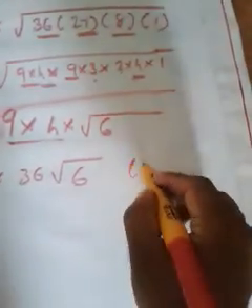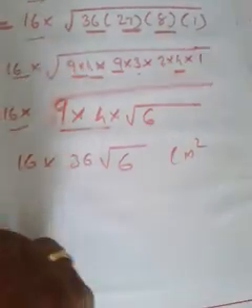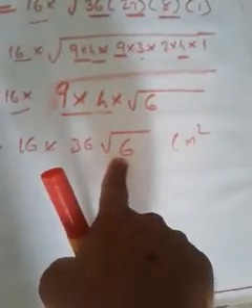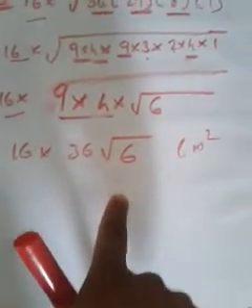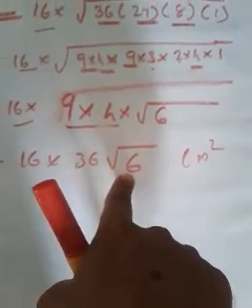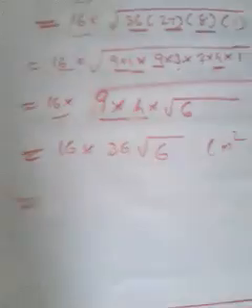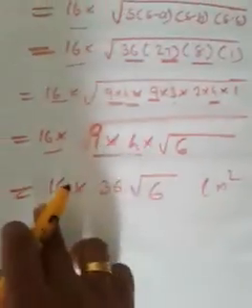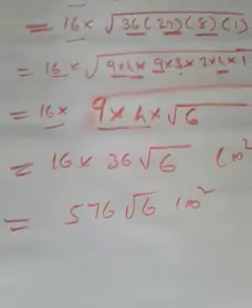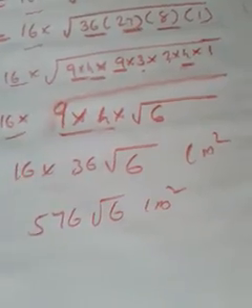So this much centimeter square will be the total area. Then you can multiply. You can treat root 6 as root 6 itself, since it is not a perfect square, we cannot calculate the square root. And the textbook may approximate, so we don't want the value of approximation. Just calculate 16 into 36. So we got 576 root 6 centimeter square.